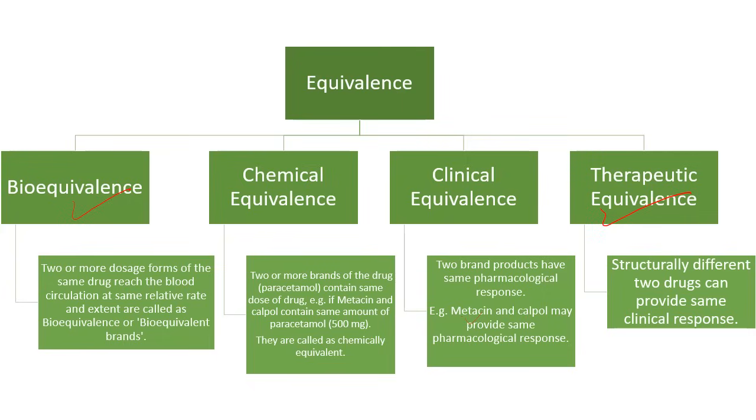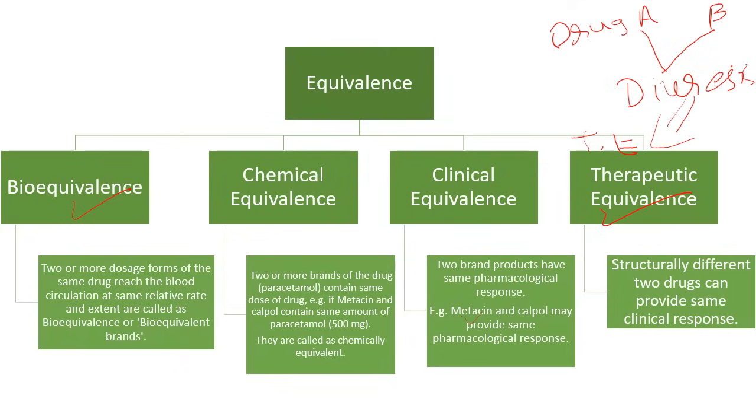Now I will explain more precisely. If two drugs produce treatment with desirable action, it is termed as TE. Suppose drug A and B can produce the same degree of diuresis. They are said to be therapeutic equivalent.